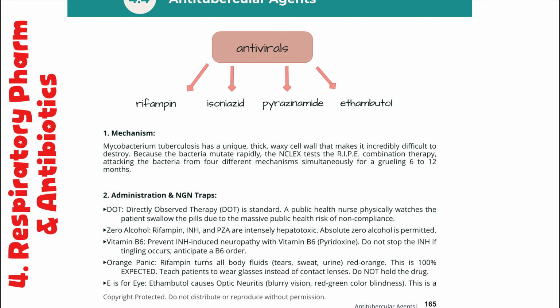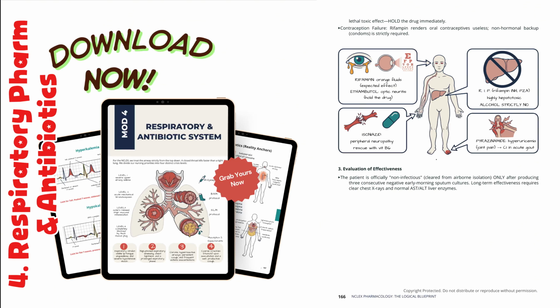If a patient reports tingling in month 2, you don't stop the drug, you add B6. Ethambutol is the one true stop-immediately drug in this combination. It causes optic neuritis, and blurry vision or loss of red-green color vision means hold the drug before it becomes permanent blindness. And rifampin has one more high-yield trap. It destroys the effectiveness of oral contraceptives. Patients need a non-hormonal backup method for the full course. A patient is only cleared from airborne isolation after 3 consecutive negative early morning sputum cultures, not just feeling better.